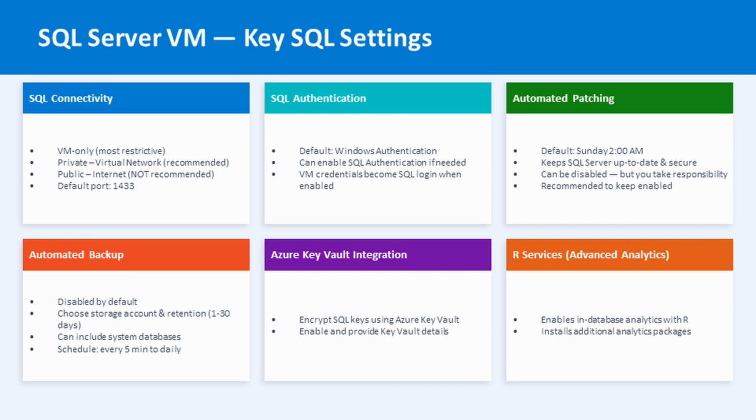Fourth is automated backup. This is disabled by default. When enabled, you can configure a storage account to receive the backups. Set a retention period between 1 and 30 days, optionally enable backup encryption, include system databases, and configure a detailed schedule ranging from every 5 minutes up to once per day.